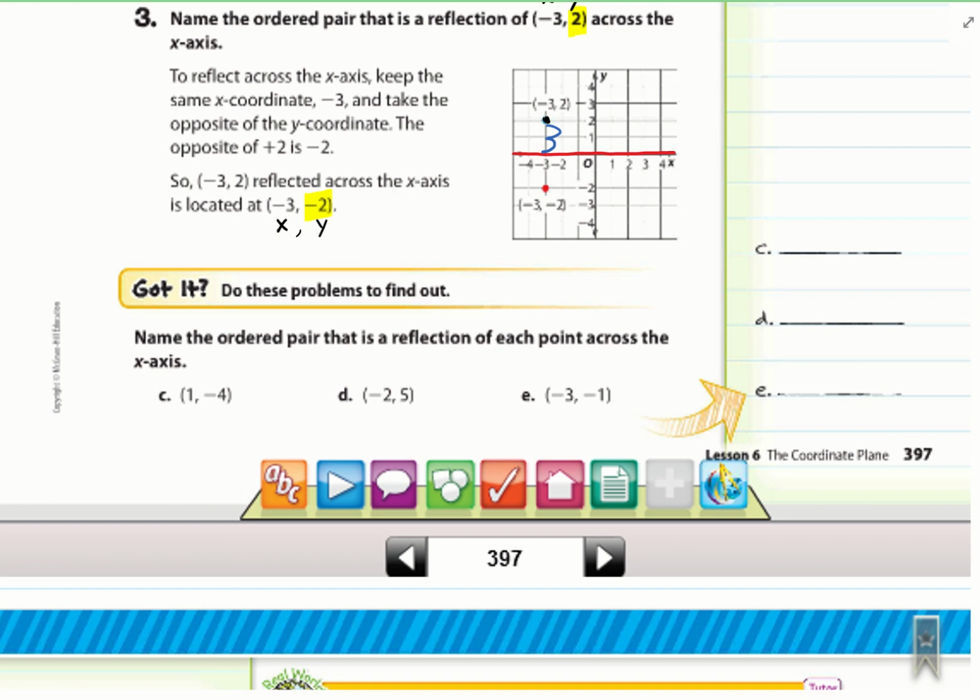So I'll do C with you guys. It says, name the ordered pair that is a reflection of each point across the x-axis. I know my x's are going to stay the same. So it's 1 and then +4. This is going to be -2, -5. Because my x's are staying the same and my y's are going to be the opposite.